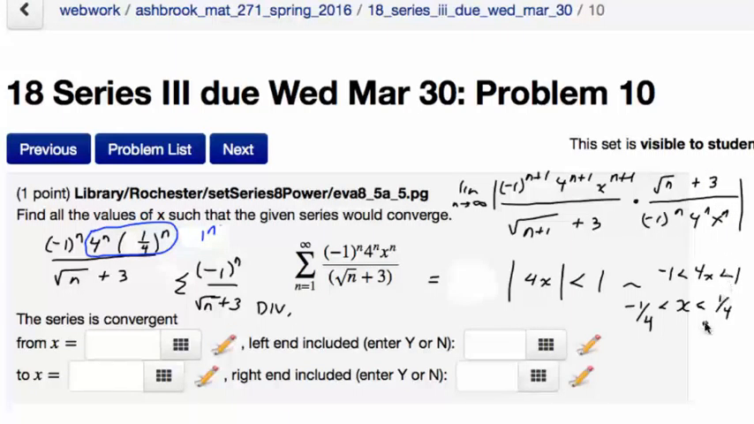So your final answer is -1/4 to 1/4, and you're going to include 1/4. Because when you do -1/4, you essentially get a divergent p-series. When you do positive 1/4, you get a convergent alternating series. It's basically the same p-series or close to it, but it alternates, so it converges. Questions on that example? Okay.